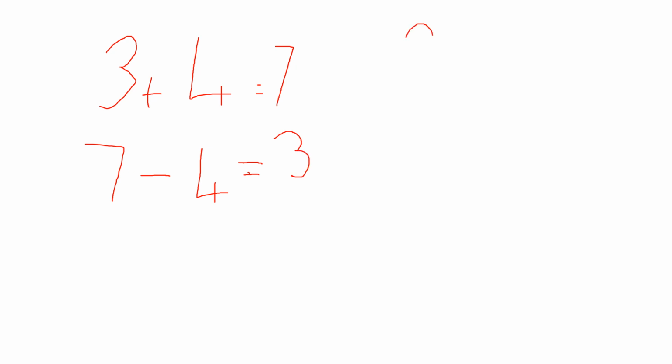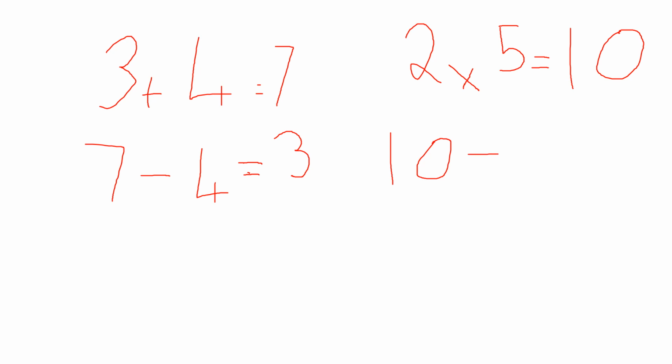If I did 2 times by 5, that leaves me with 10. I know that the opposite of multiplication is division, so I could do 10 divided by 5 leaves me with 2. So doing the inverse is simply doing the opposite.